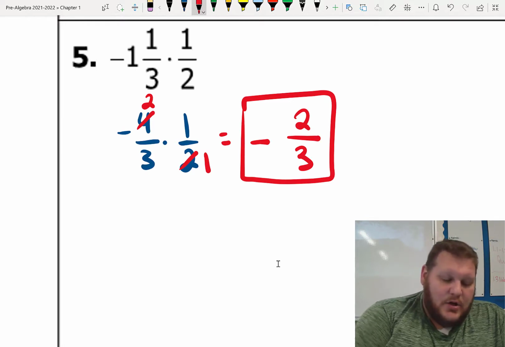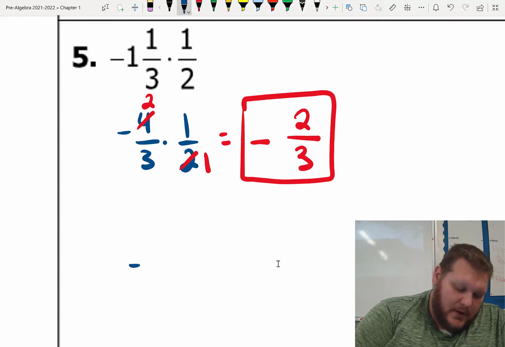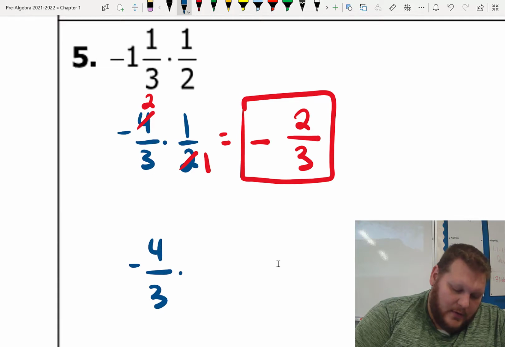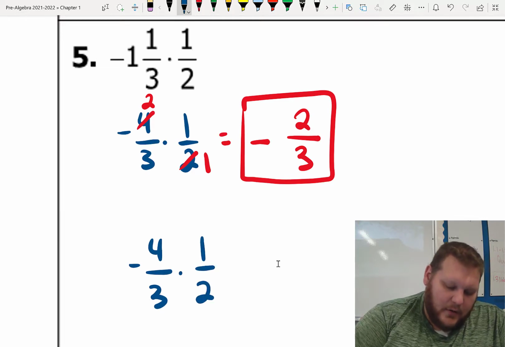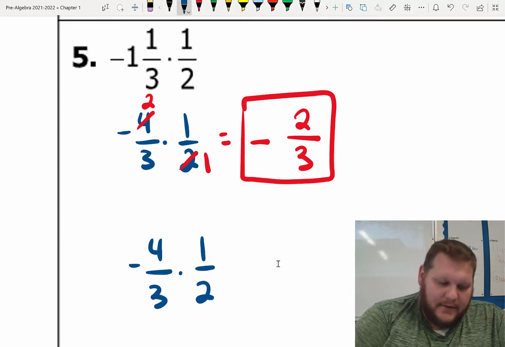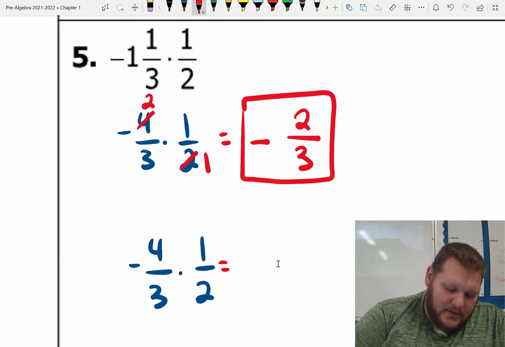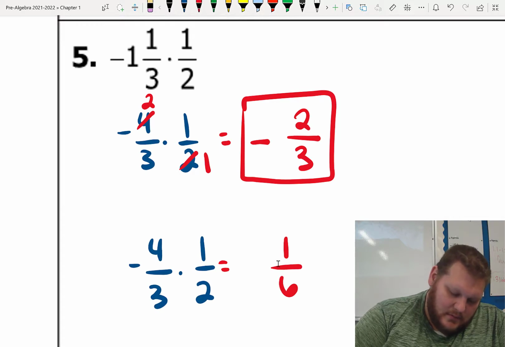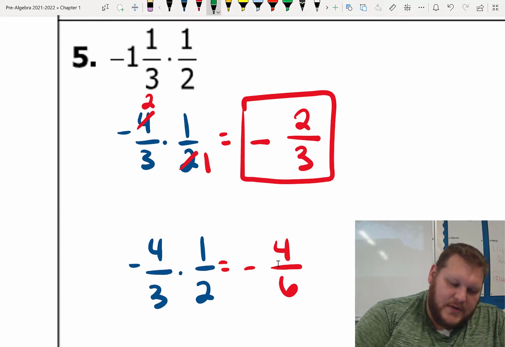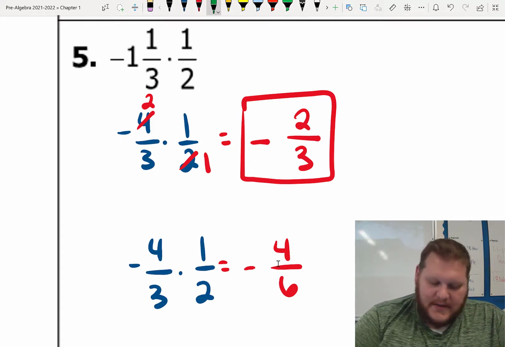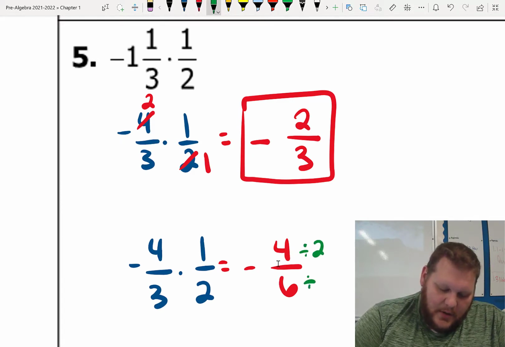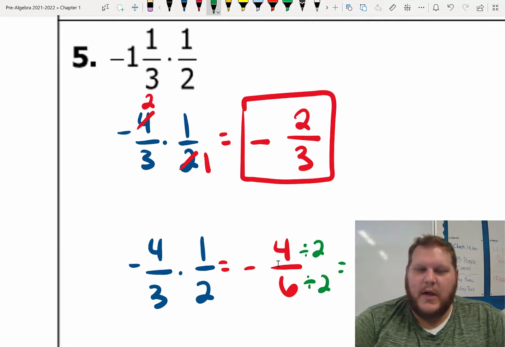If you didn't like that and you don't like doing it that way, again, we can still do it the way we did it before. 4 over 3 times 1 over 2, negative. You can still multiply first, negative 4 over 6, and then just reduce at the end. We recognize 4 and 6 are both divisible by 2. So if you want to do it that same method that we were doing it, negative 2 over 3 is still my final answer there. Either way you want to do it, go ahead.